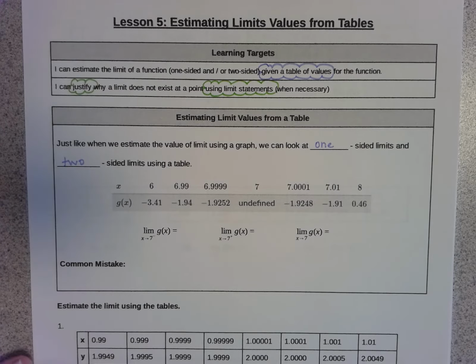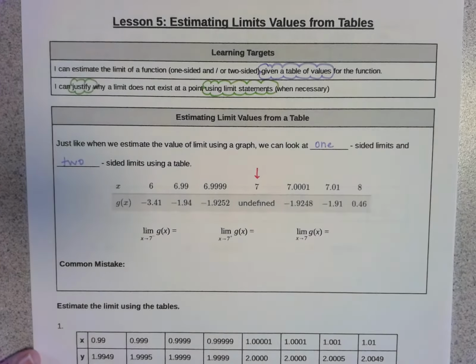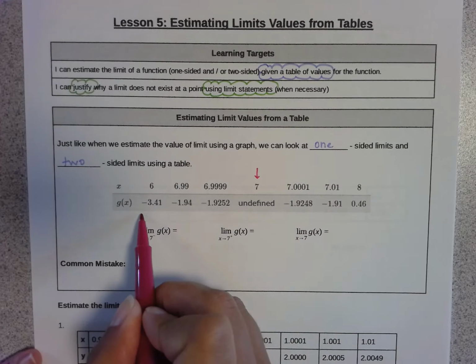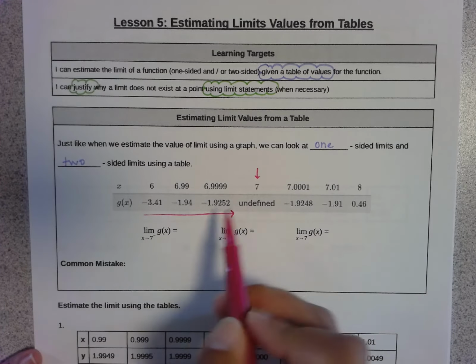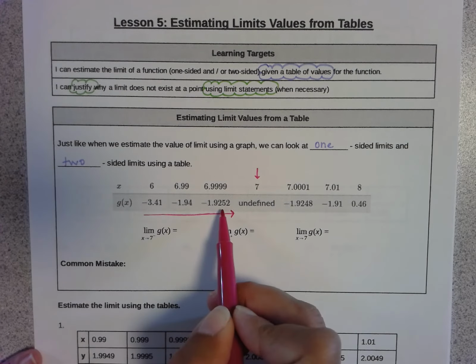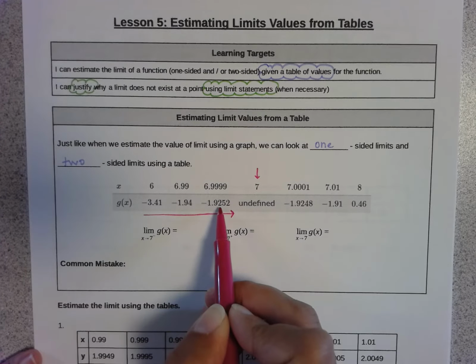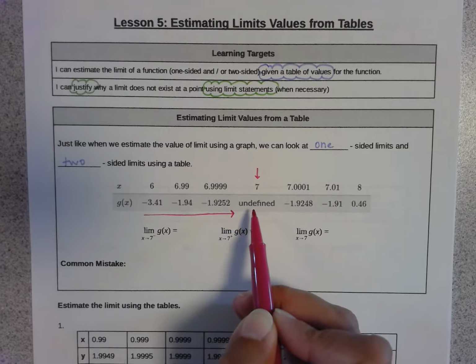So the first limit says the limit as x approaches 7 from the left. So if 7 is in the middle, the left side of the table would be this side of the table over here. So as we approach the 7 from the left, we need to look at what the y values are doing. It looks like the y values are approaching negative 1.925.